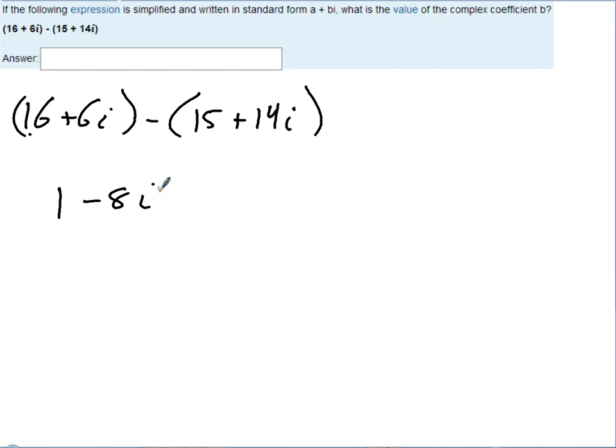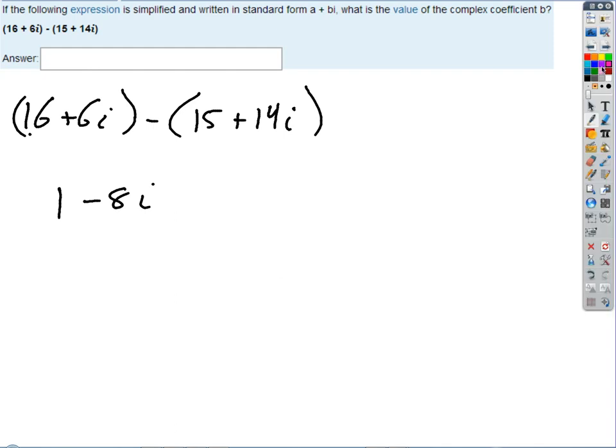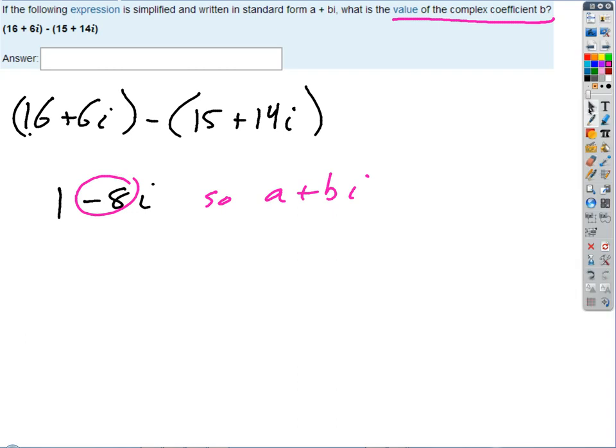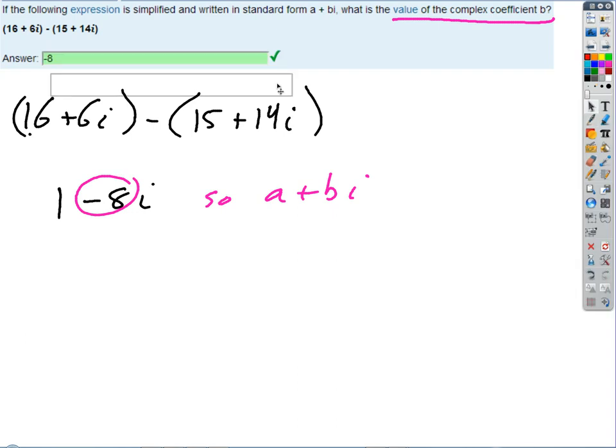Okay, and what do they want? All they're asking for here is the value of the complex coefficient b. So what's b? Does that make sense? If we're thinking of this in the form a plus bi, b is just the number in front of i, so that's going to be the negative 8, right? Questions? No. Okay.